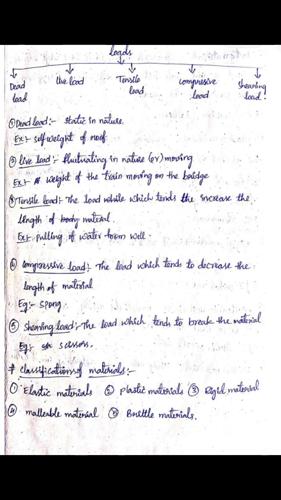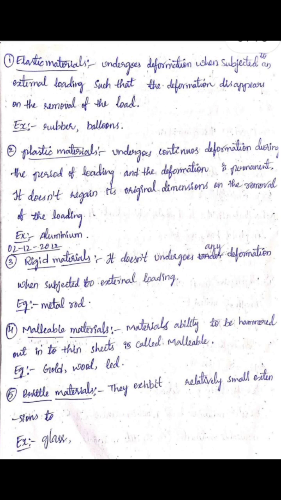Example, scissors. Classification of materials: elastic materials, plastic materials, rigid materials, malleable materials, and brittle materials. Elastic material undergoes deformation when subjected to external loading such that the deformation disappears on the removal of the load. Example, rubber, balloons, etc. Plastic materials undergo continuous deformation during the period of loading and the deformation is permanent. It doesn't regain its original dimensions on the removal of the loading. Example, aluminium. Next, rigid materials. It doesn't undergo any deformation when subjected to external load.